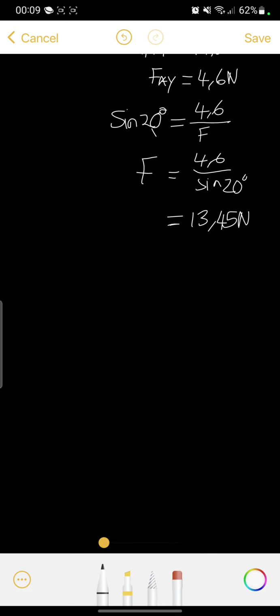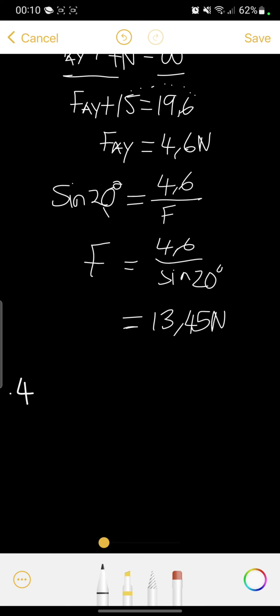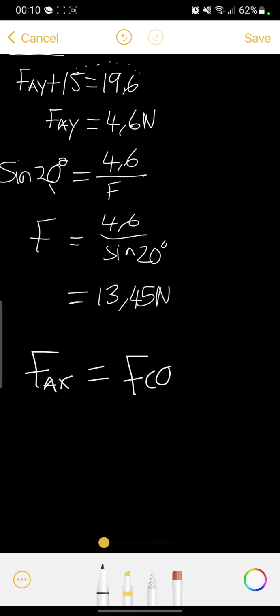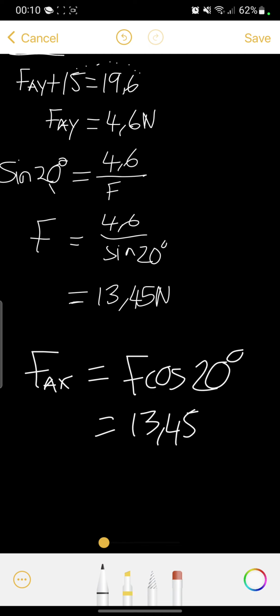So I believe it's 2.1.4 if I'm not mistaken. So we know that Fax is equal to F. We use cos to find the horizontal component of the force. We use cos, our angle is 20 degrees. So our force is 13.45 multiplied by cos 20 degrees.